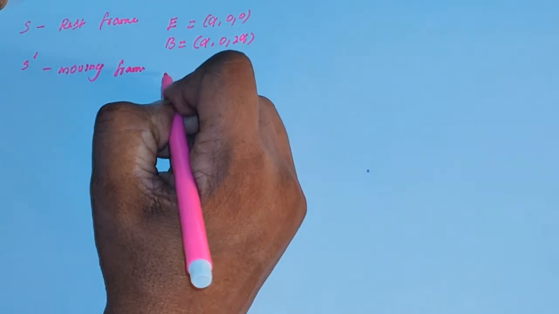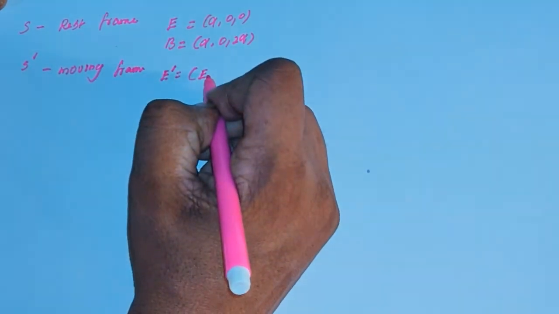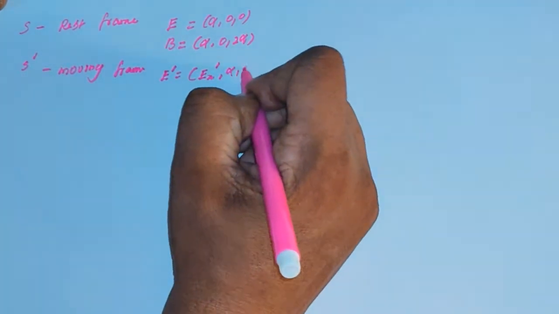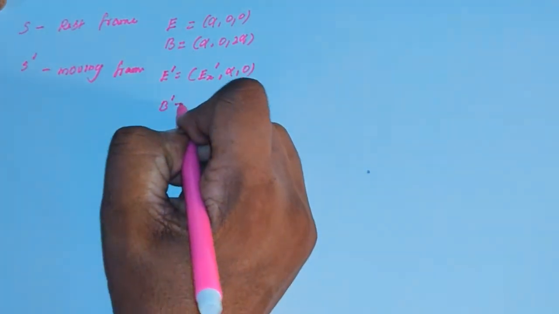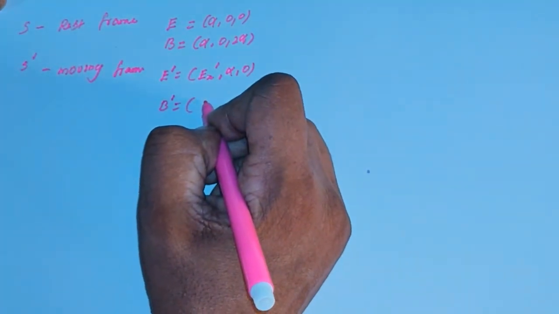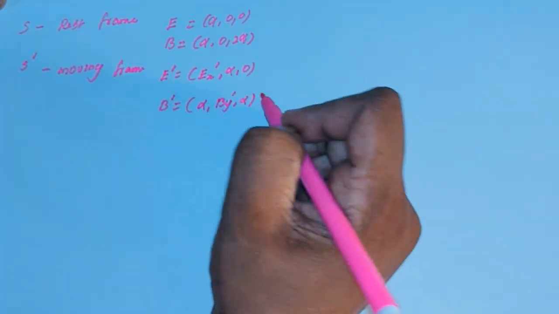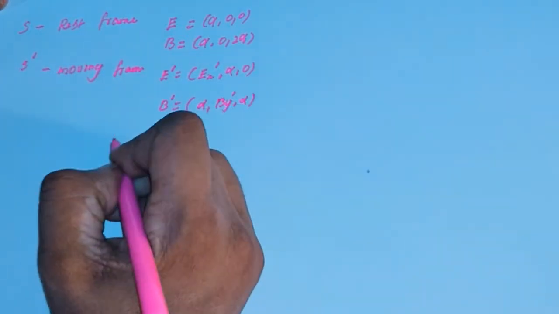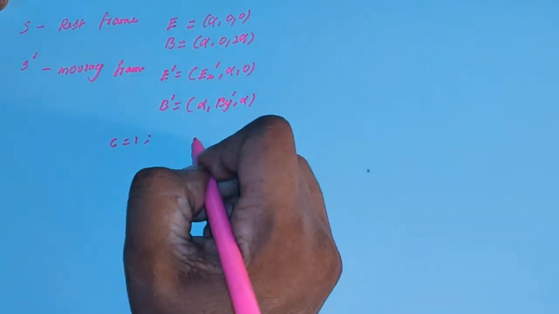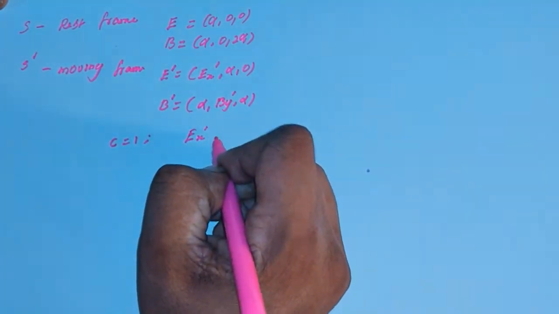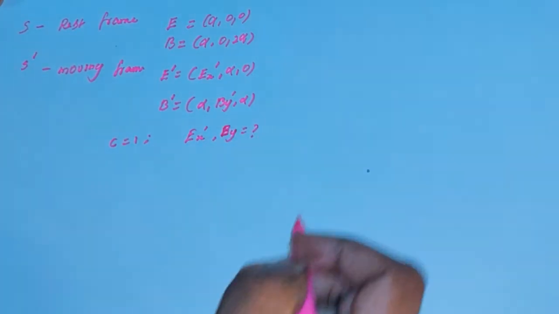He measures the electric field, which we call E prime, given as (Ex prime, alpha, 0). Then he measures a magnetic field B prime equal to (alpha, By prime, alpha). Here the units are given, so you have to take c equal to 1. Then what are the values of Ex prime and By prime? This is the quantity they are asking.